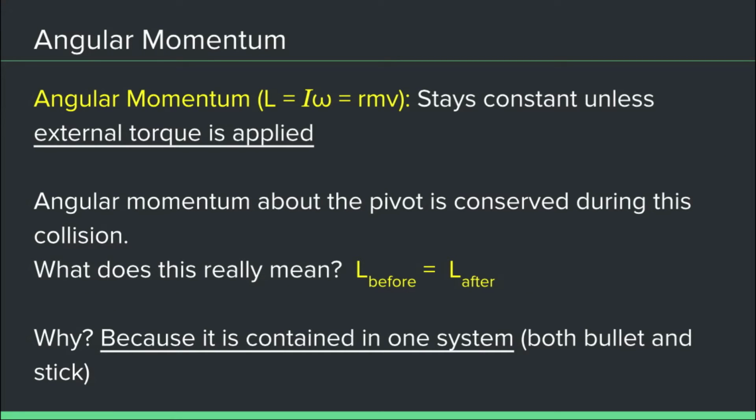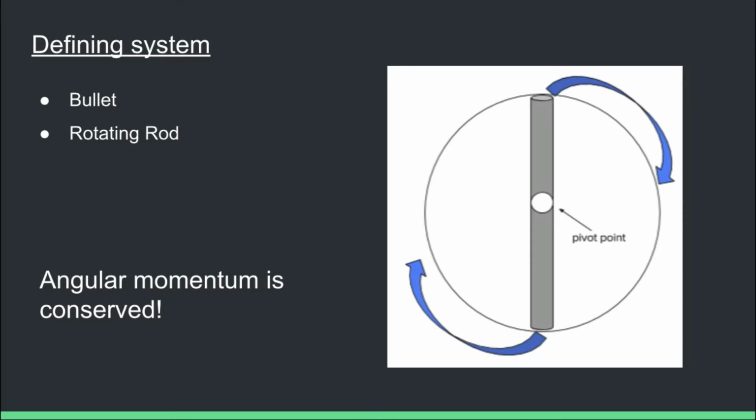Now, angular momentum, which is the rotational analog of momentum. It is defined as the moment of inertia times angular velocity, or the radius times mass times velocity. If we define a system, angular momentum will be conserved. In order to solve this problem, we need to define a system so that we can use the law of conservation of angular momentum by having the net external torque be zero.